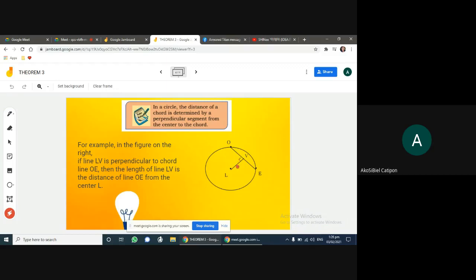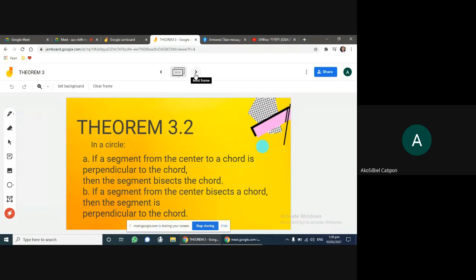Second part of this theorem, it says that in a circle, if a segment from the center to a chord is perpendicular to the chord, then the segment bisects the chord. And if a segment from the center bisects a chord, then the segment is perpendicular to the chord. Let's say that if line LV is perpendicular to chord OE, we can say that line LV bisects the line.